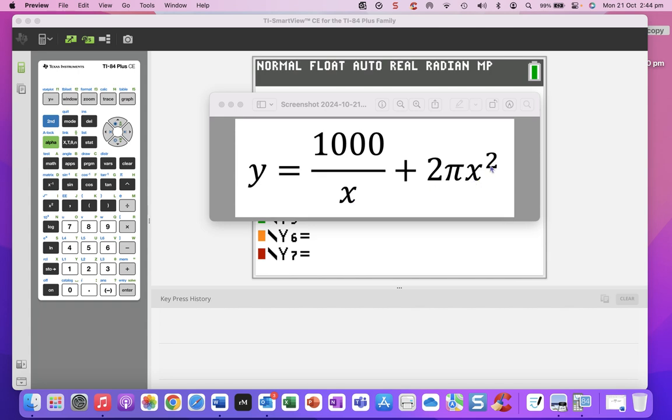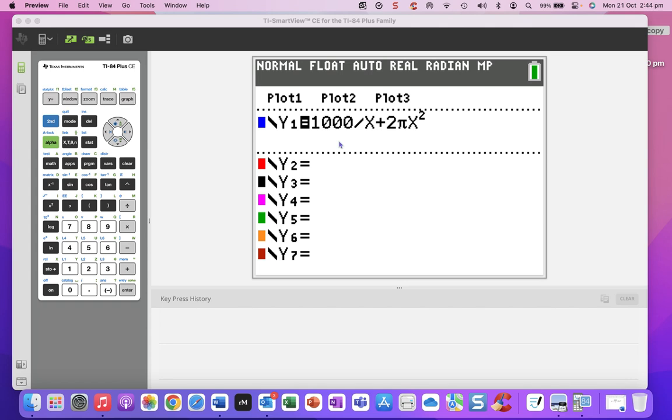You've got an x squared term here, so the equation is generally going to rise quite quickly, a bit more than your standard parabola because it's multiplied by pi and then by 2. But then you've got this 1000 divided by whatever x is, so it's a bit hard to get a handle on what's going on. If you were to enter that equation into your calculator, it would look like so, 1000 divided by x plus 2 pi x squared.